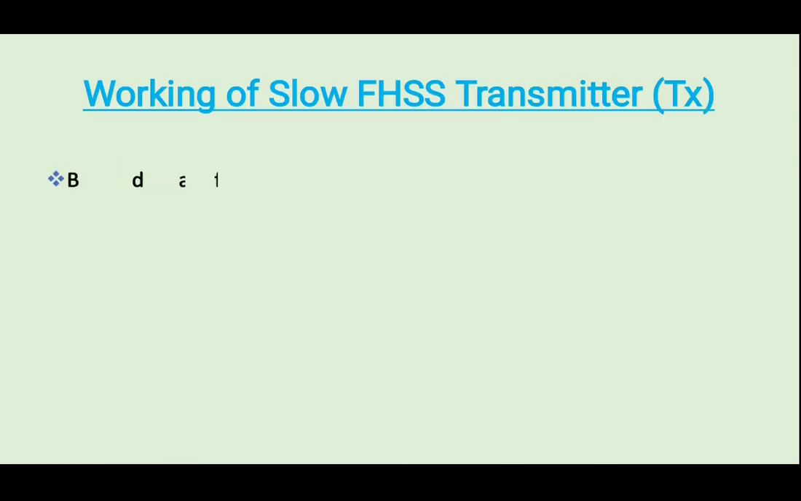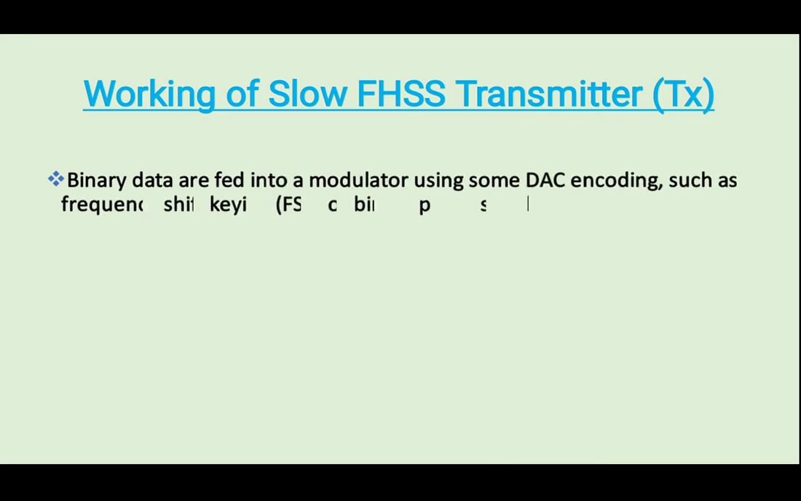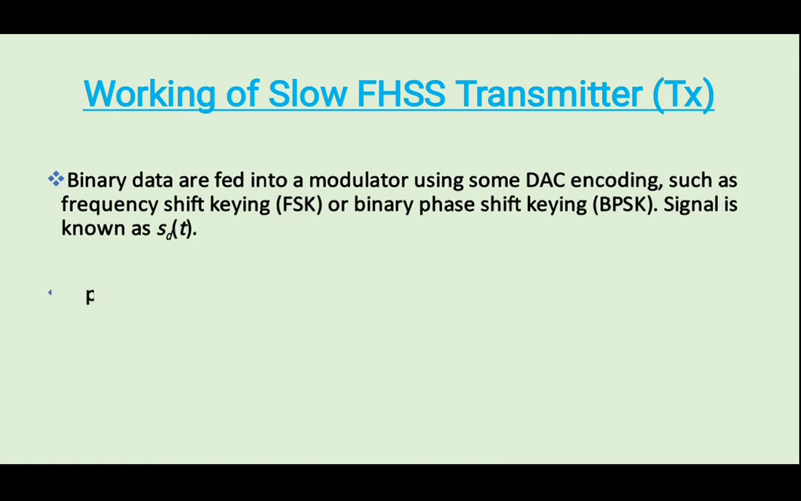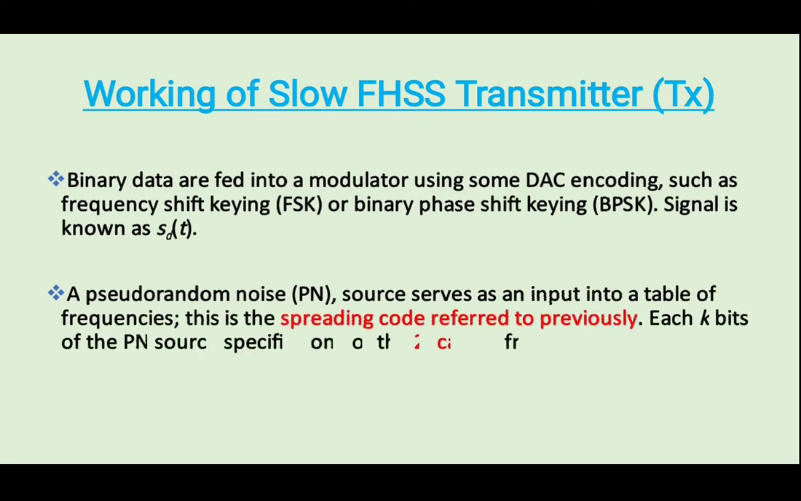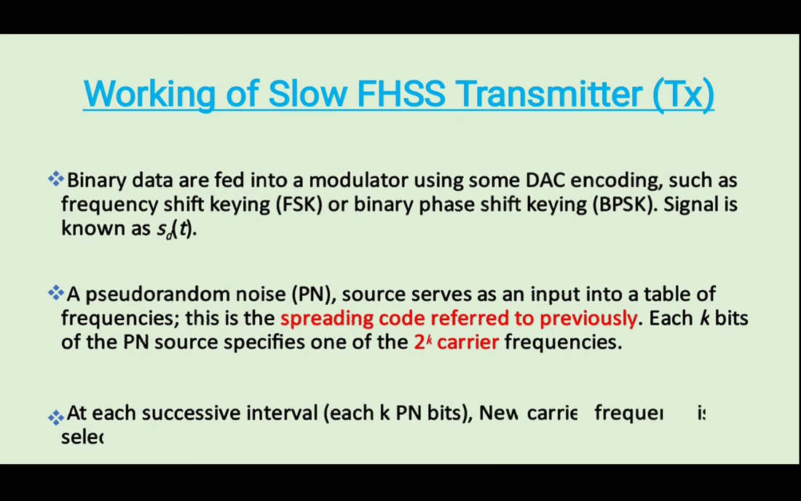You can see the transmitter. The binary data are fed into the modulator using an encoding such as frequency shift keying or binary phase shift keying. The signal is s_d(t). The pseudo-random noise source serves as an input into the table of frequencies. This is the spreading code referred to previously. Each k bits of the PN sequence specifies one of 2^k frequencies. At each successive interval a new carrier frequency is selected.